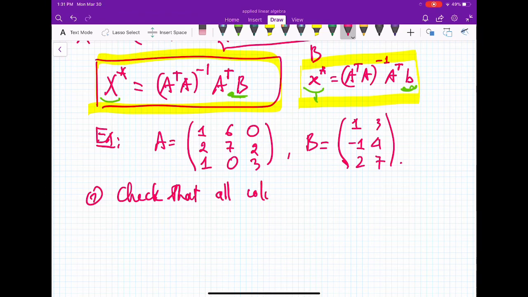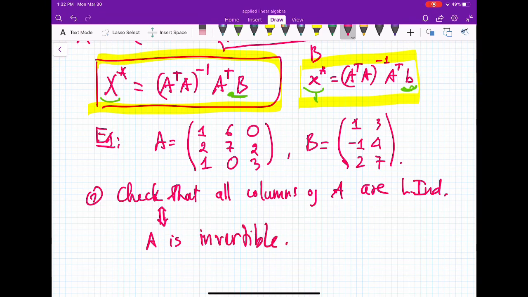All columns of A are linearly independent. So the condition is equivalent to A being invertible, because A in this case is just 3 by 3. So this is equivalent to A being invertible.